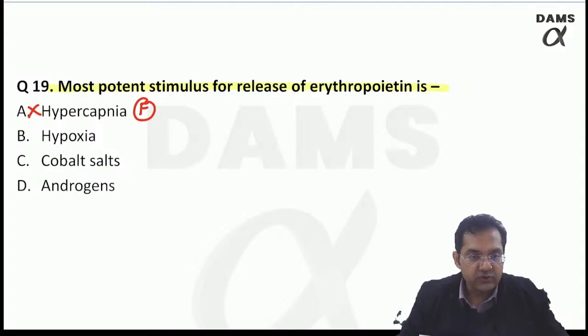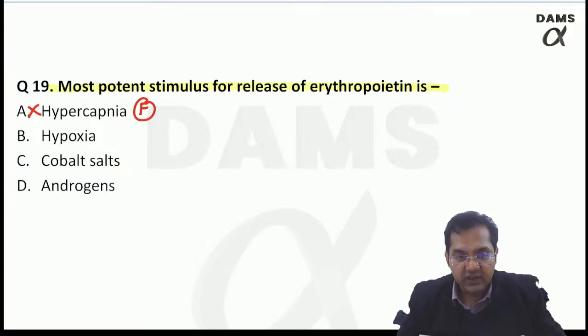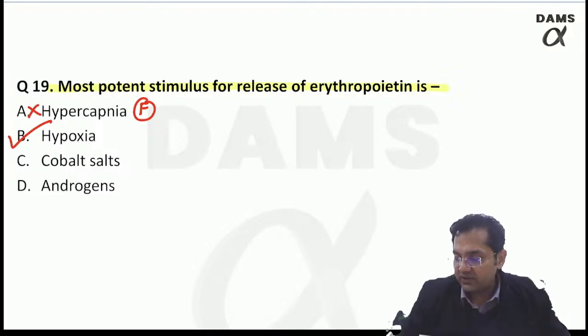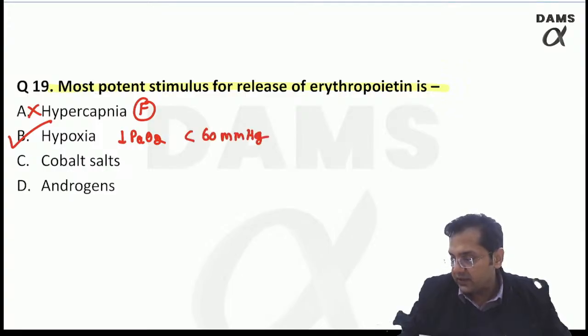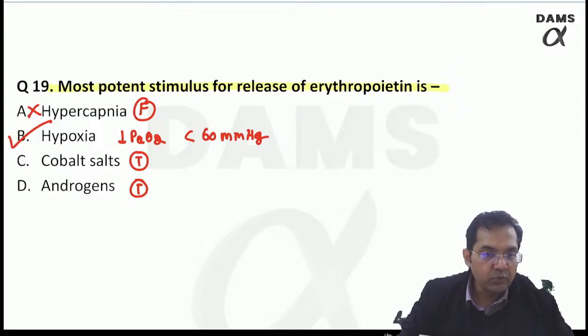Cobalt salts are also right. Androgens, testosterone also stimulates erythropoiesis. That is why we males have higher RBC count than females. Estrogen inhibits erythropoiesis. By inhibiting erythropoietin, testosterone stimulates erythropoietin. But यहाँ पे best answer is hypoxia. Always remember, decrease in arterial O2. When the arterial O2 becomes less than 60 millimeter mercury, this is the most potent. ठीक है, ये दोनों भी stimulate करते हैं, but I am asking you most potent.